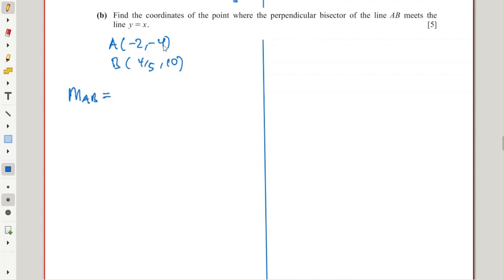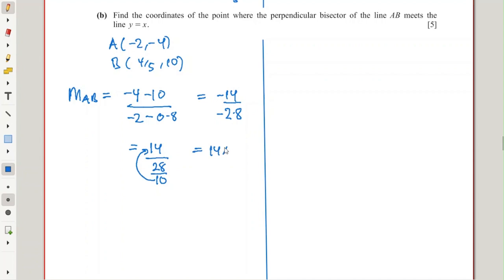So gradient here is the same as -4 minus 10 over -2 minus this, which is the same as 0.8. So this will give me -14 over -2.8. The negative and negative will cancel out. So you're going to have 14 over this, which is the same as 28 divided by 10.